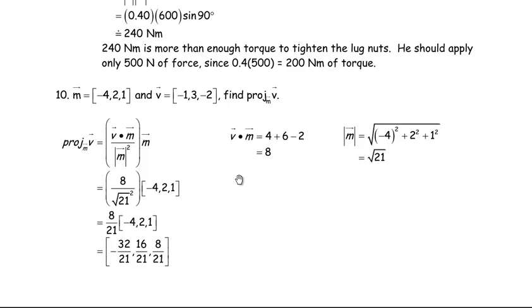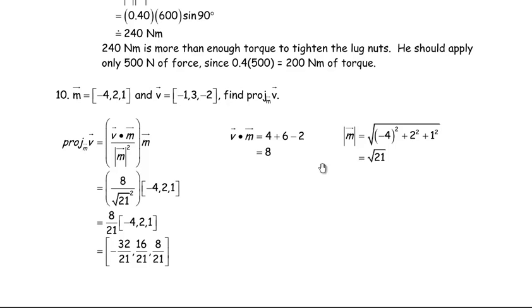Last question here, number 10. We're given a couple of vectors, m and v, and asked to find the projection of v onto m. So this is the formula for the projection of v onto m. And so we need the dot product of v and m. So negative 4 times negative 1 is 4, plus 2 times 3 is 6, sorry, I'm thinking ahead here. Plus 1 times negative 2 is minus 2. So 4 and 6 is 10, minus 2 would be 8. So that's the dot product.